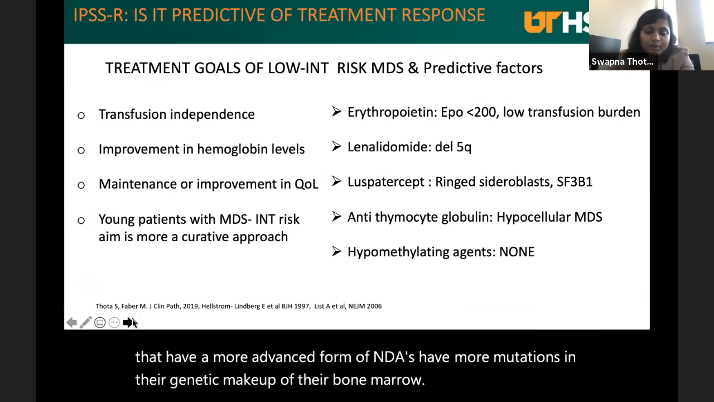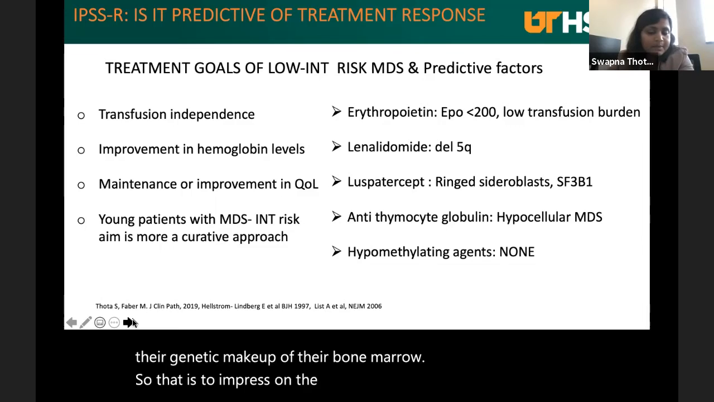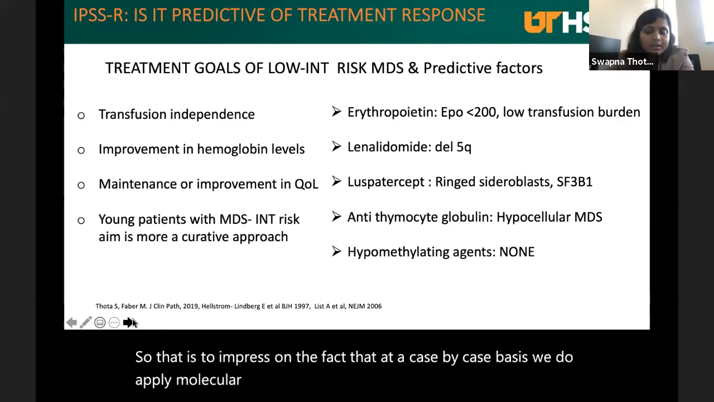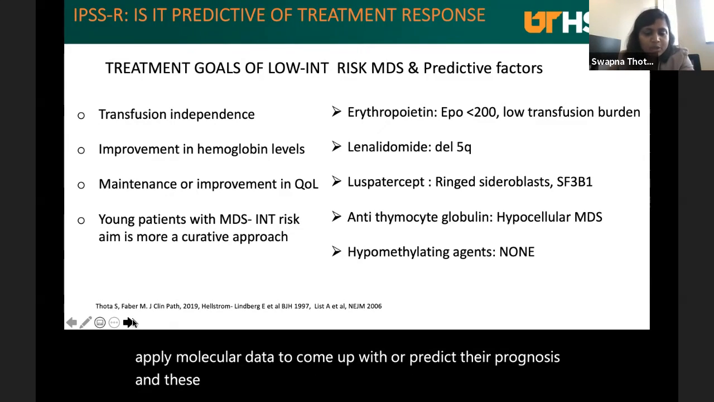So that is to impress on the fact that on a case-by-case basis, we do apply molecular data to come up with or predict their prognosis. And these are frequently happening in tumor boards or identifying treatments in them.